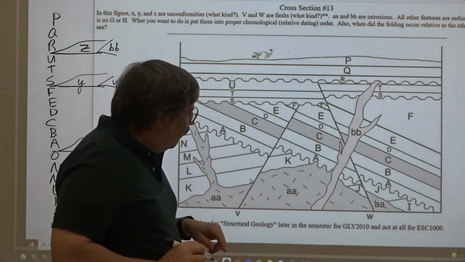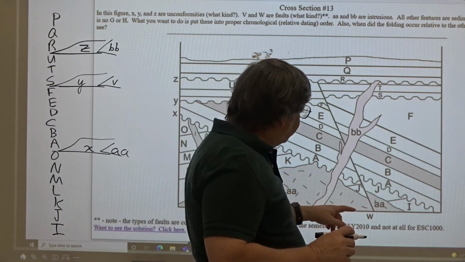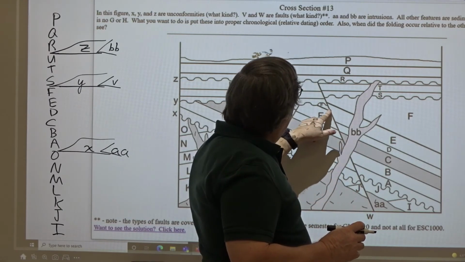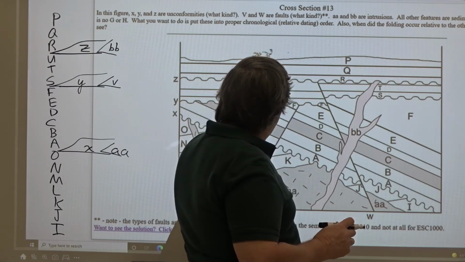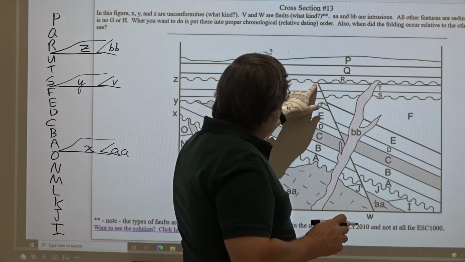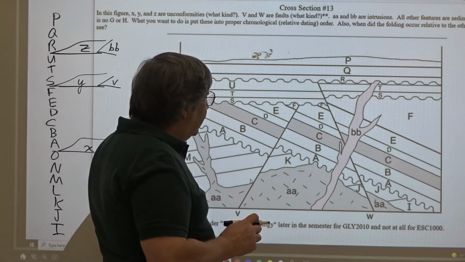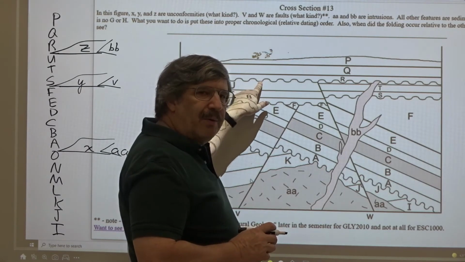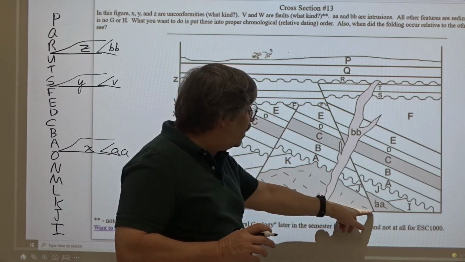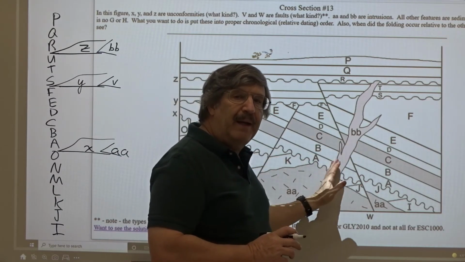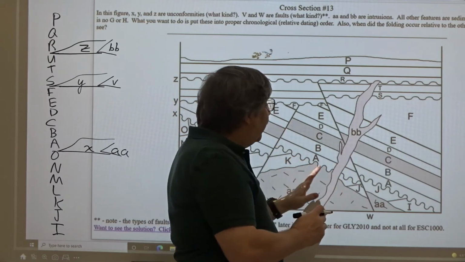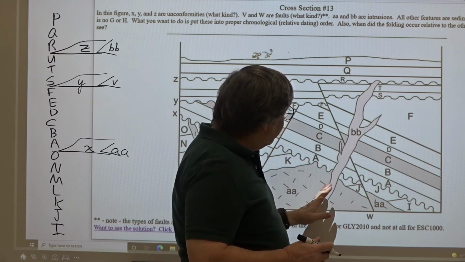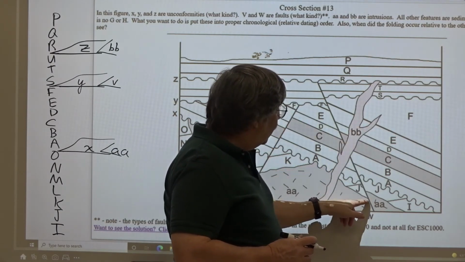Our last fault, and the last feature, in fact, that we're going to look at, is W. And notice W cuts through all these things here and cuts all the way up through U, but is itself truncated or cut by Z. So we know that W has to be younger than U, but older than Z. But how old is W compared to BB? Well, notice BB is not offset by W, but in fact BB cuts through or melted through or cracked through W. So BB must be younger than W.